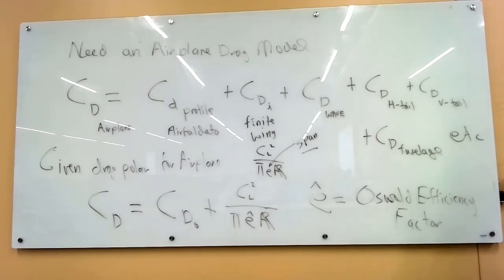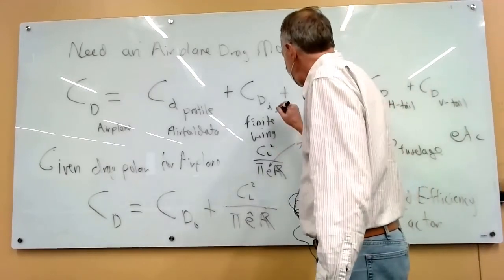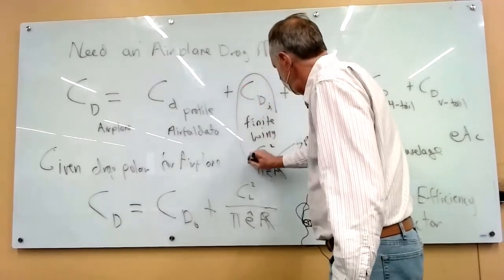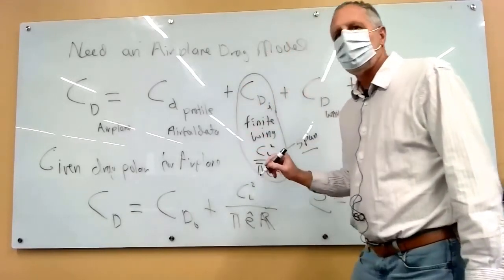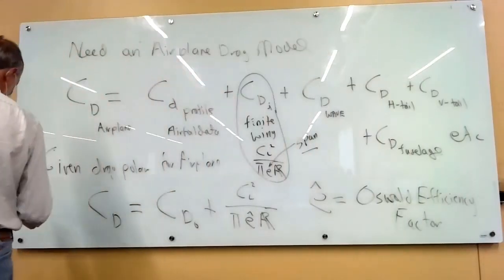That right there, the top one, go with the normal efficiency, what's that again? This is just, remember, that's the formula for CDi, the induced drag of a finite wing, just the wing, yeah. This whole thing is for the whole airplane.